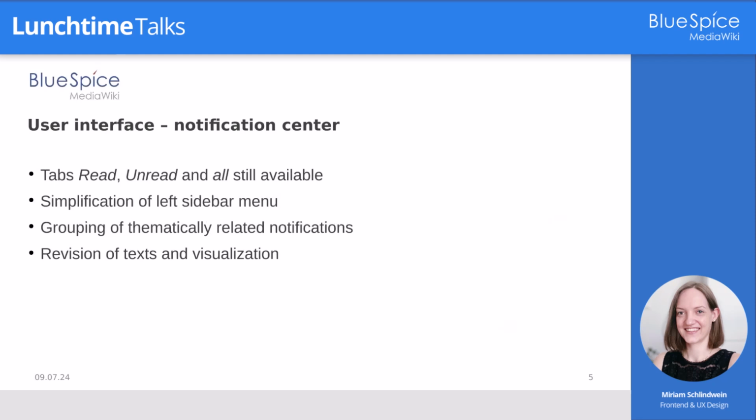What else did we change? There was a very confusing left sidebar menu where you could try to filter for something, but we simplified that so that it's matching your user preferences. Then you can select, for example, the namespace or category, but that's now more intuitive because it's also like you set up when you want to get notified.